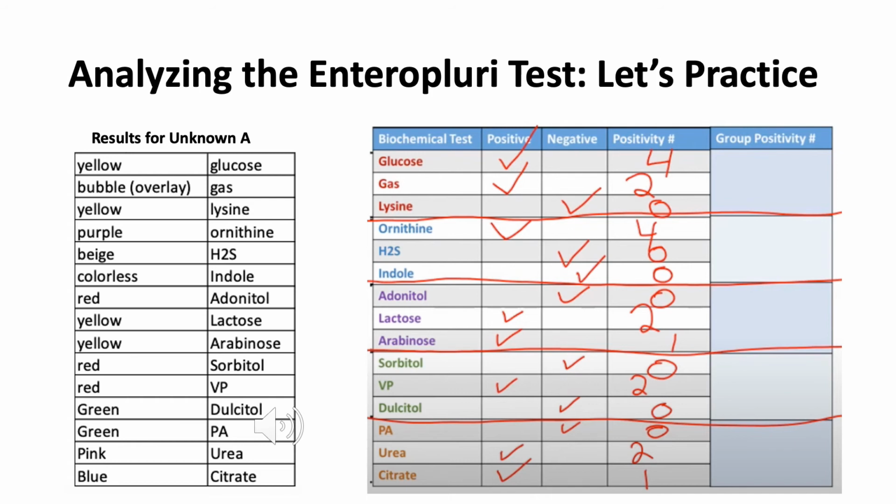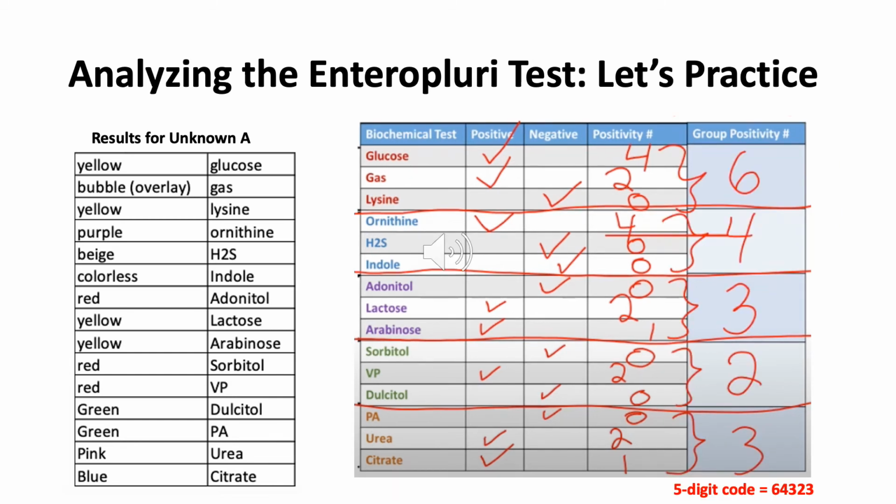Dulcitol was negative, so it got a 0. Moving on to the third group. PA test was negative, so it got a 0. The urea test was positive. Urea is the second test in that group, so it gets a 2. And citrate is positive. It's the third test in that group, so it gets a 1.